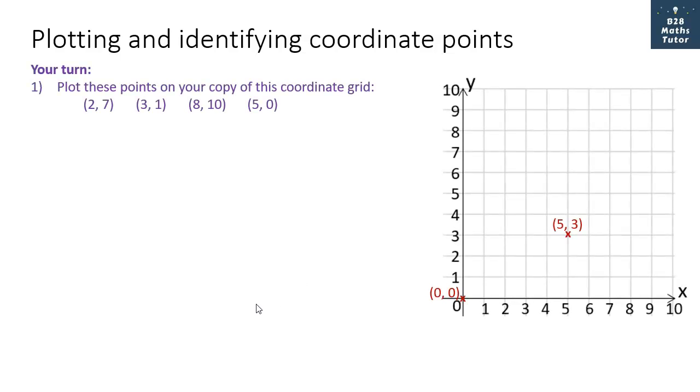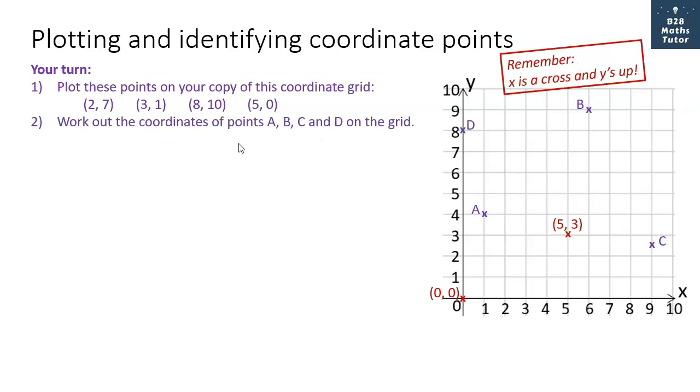Right, your turn. On your copy of this grid, I'd like you to plot these 4 points and label them. And then I would like you to work out the coordinates of points A, B, C, and D. Pause the video, have a go at it, and once you've got your answers, press play to continue and see whether you got them right. Okay, so here are the answers.